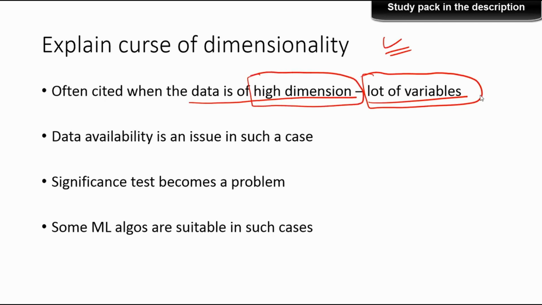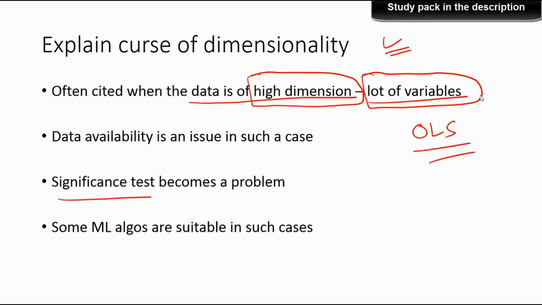So if you're using the ordinary least squares algorithm, your number of independent variables has to be less than the total number of data points. Otherwise OLS cannot be estimated. In fact, many other algorithms cannot be estimated this way. So data availability is an issue in such a case, because if you do not have enough data, many algorithms will just not work. So that's the issue with high dimension.